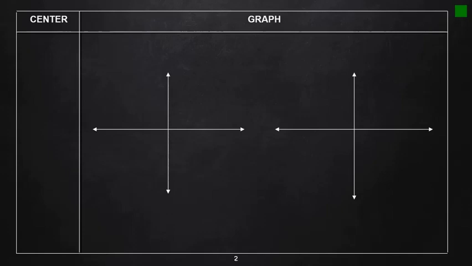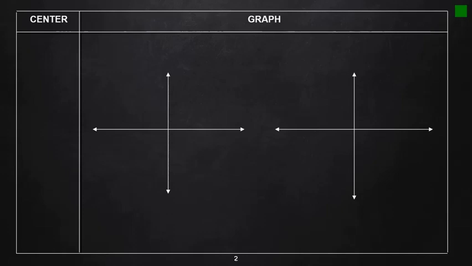In this table, I'm going to present to you the summarized form of the equations of an ellipse and their corresponding graphs and equations in standard form. In all of these four cases, a is always greater than b, and c is equal to the square root of a squared minus b squared.